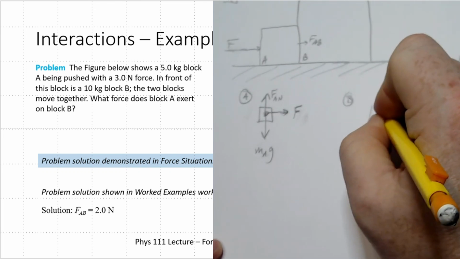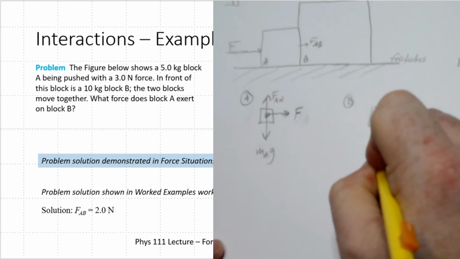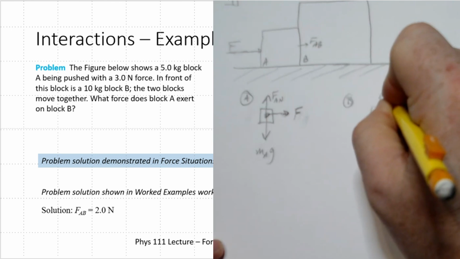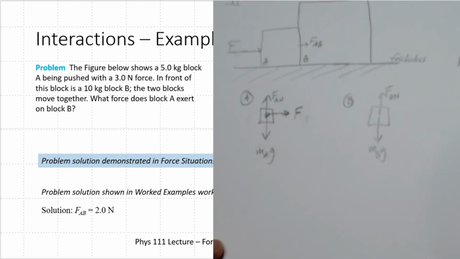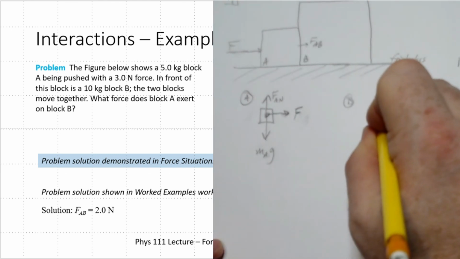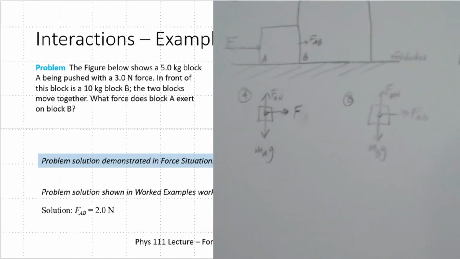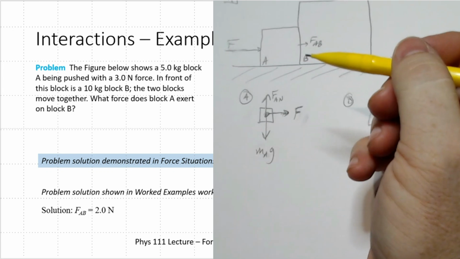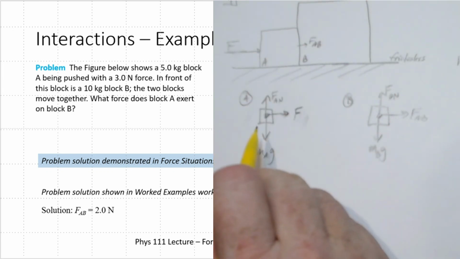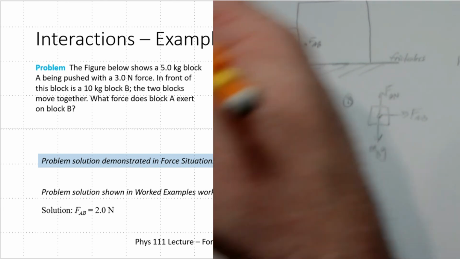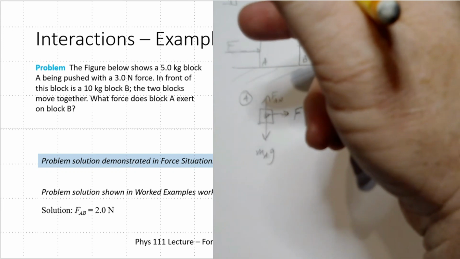There's block B, again, M_B g, F_B normal force. There's a force acting on this one. This one is F_AB. Are there any forces acting this way on block B? Let's go back to block A for a second. Are there any forces acting on block A? If you say you're not sure, ask yourself this question: is there anything that's pushing back on block A?